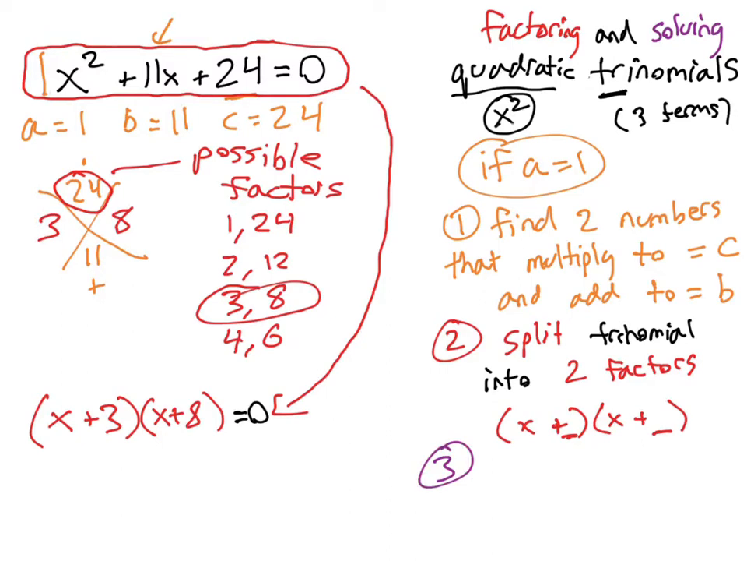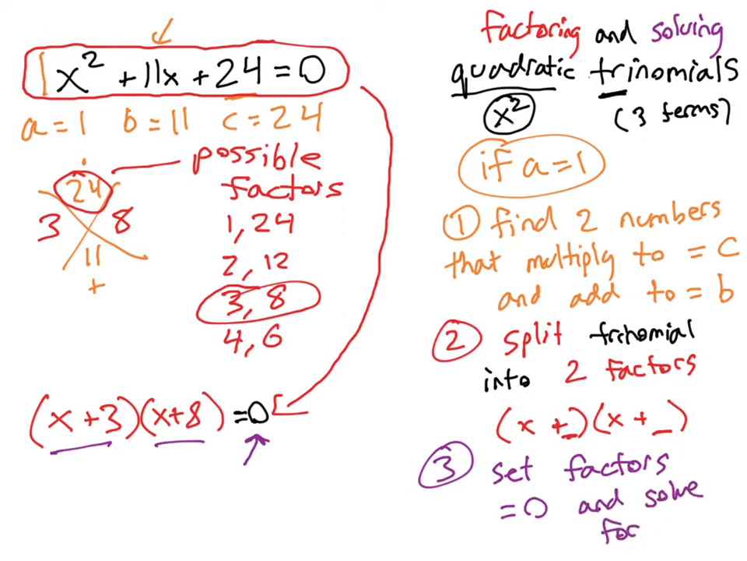This works only in the case that one side of our equation is equal to 0. There's a special property of 0 which says that if we have two things multiplied together and it's equal to 0, well, one of those two things, or perhaps both, has to equal 0. So to figure out the value of x that makes this all equal to 0, we want to set these factors equal to 0 and then solve for x.